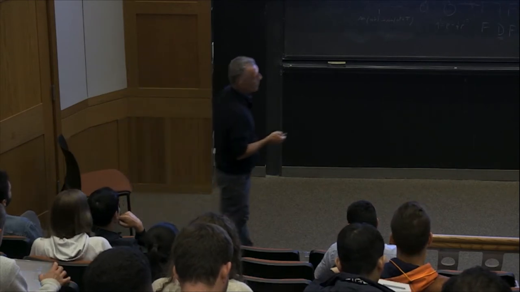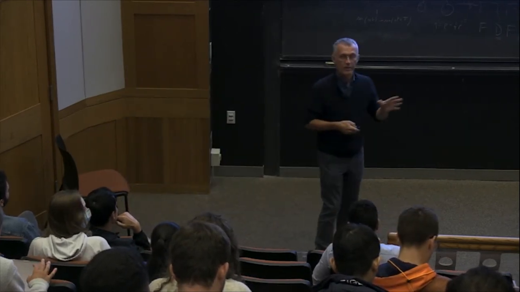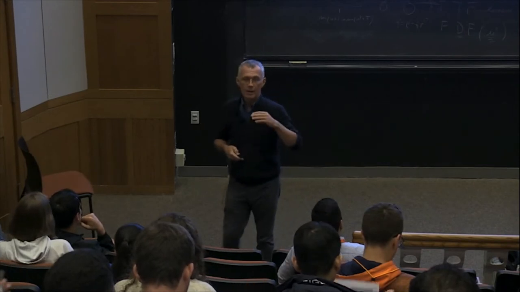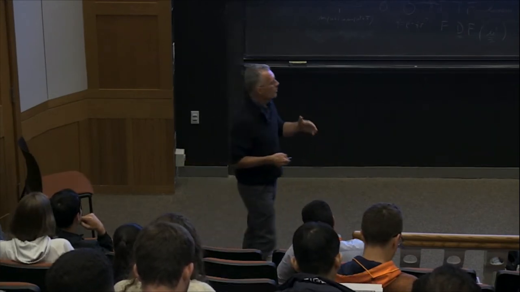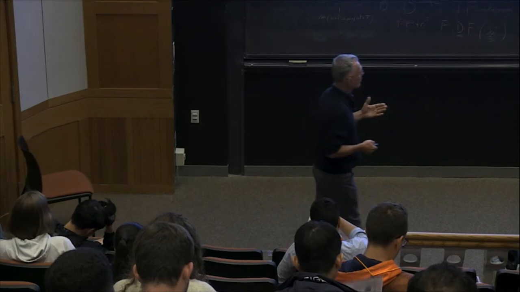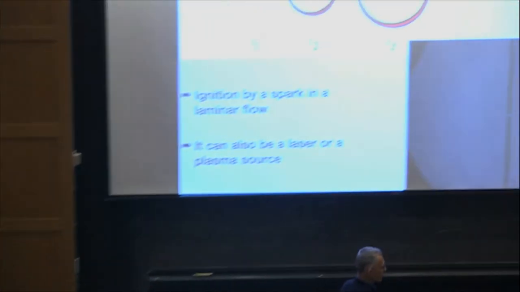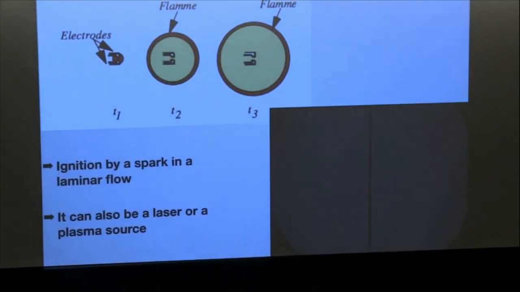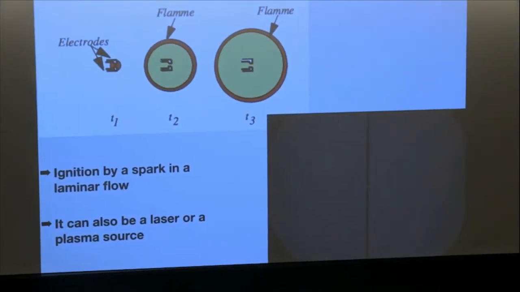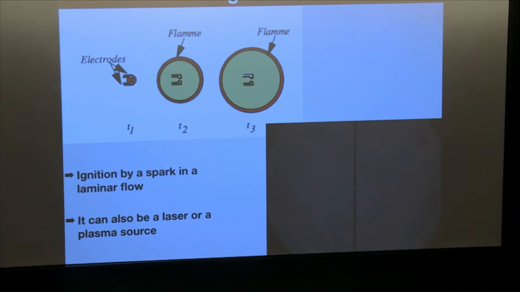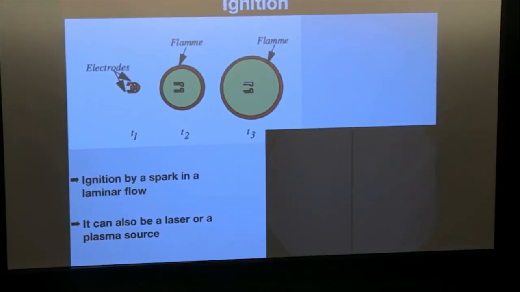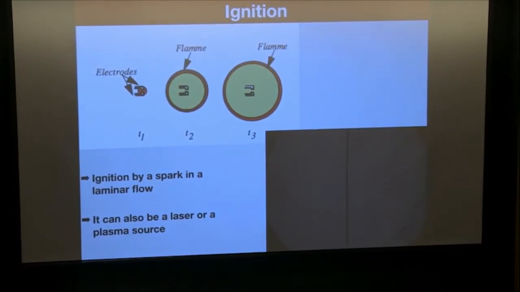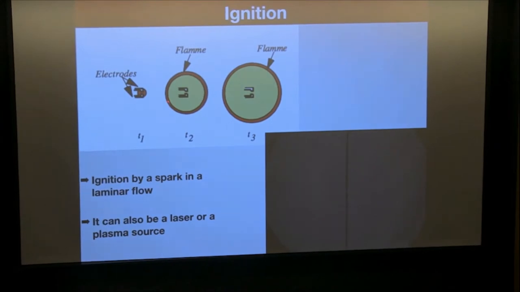But this happens only in a limited number of devices. Diesel engines are, for example, auto-ignited. But most classical engines, you need a spark to ignite them, a spark or something else. So the spark model has also been one of the big classics in combustion. The spark model can be done usually already in a laminar flow using a laser or a spark. That leads to the same thing. It leads to a sphere of burn gases which is growing.